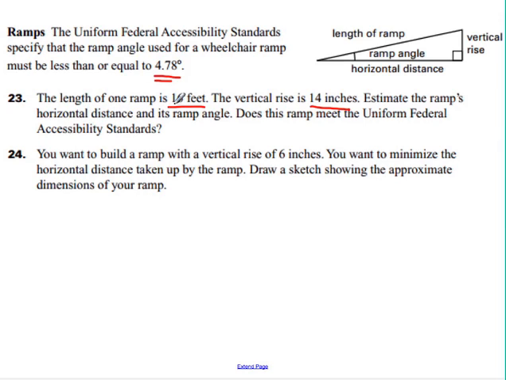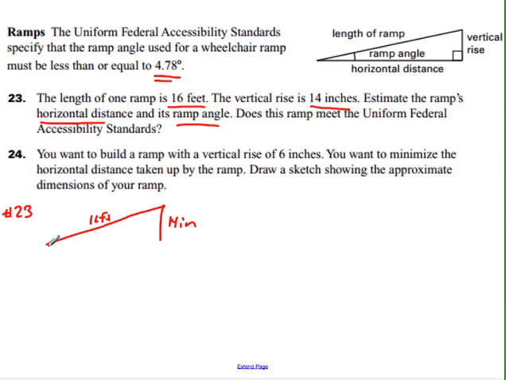The length of one ramp is 16 feet. The vertical rise is 14 inches. Estimate the ramp's horizontal distance and the ramp's angle. Does the ramp meet the uniform standards? So I'll just put number 23 right here. Probably draw a picture here. It says the ramp length is actually 16 feet. It drops down 14 inches.